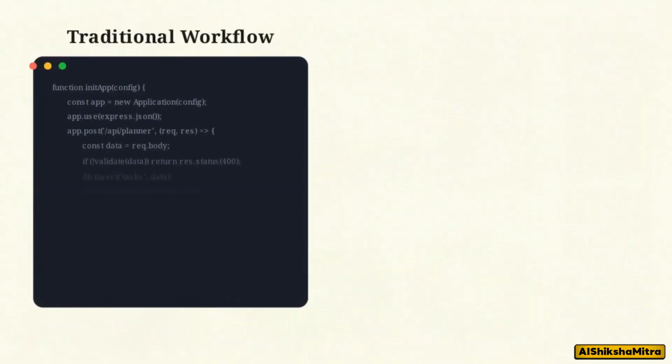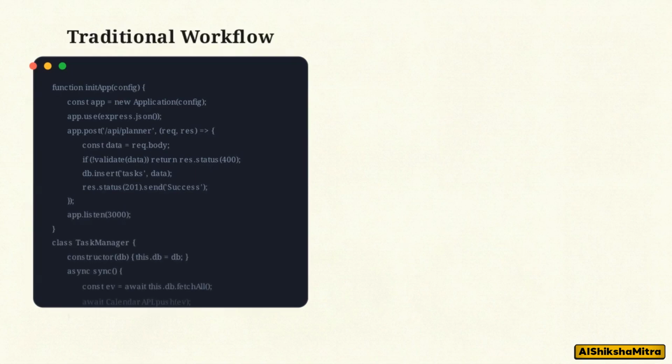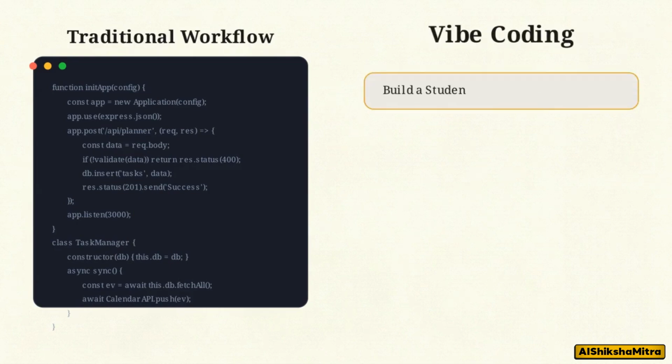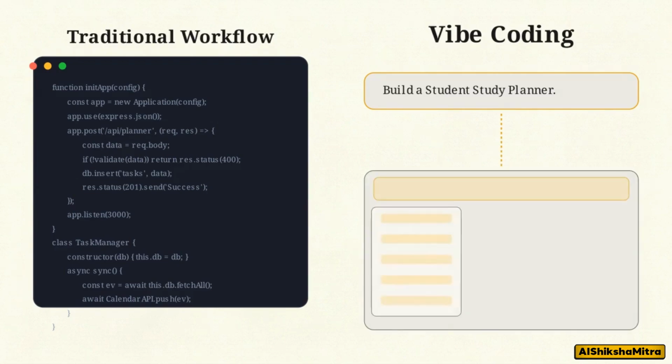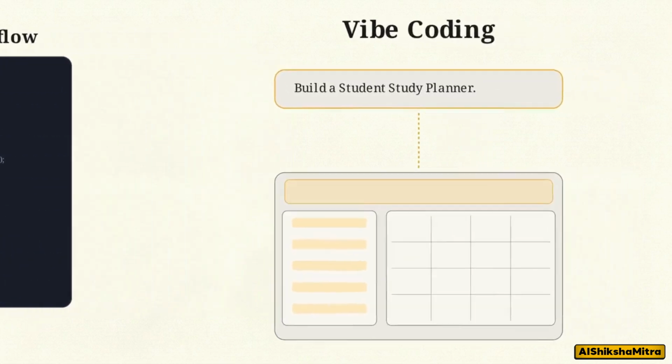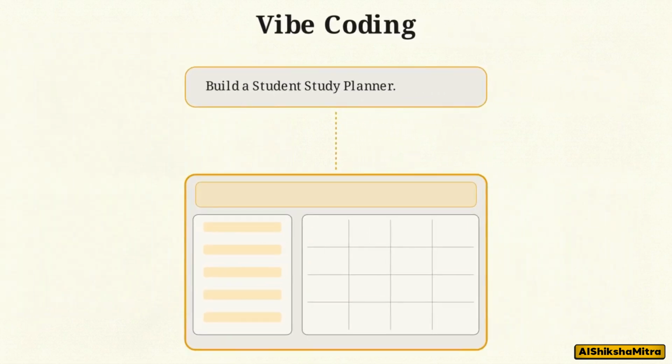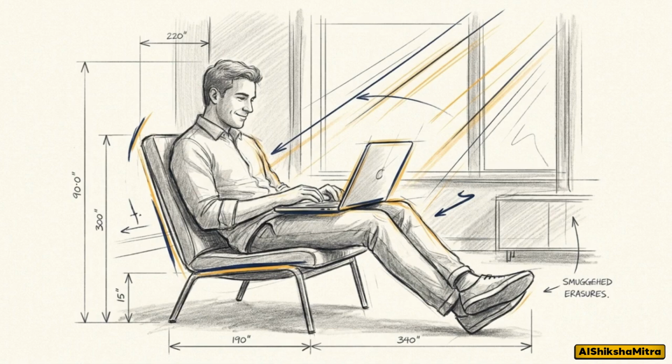On the left is the old workflow, hundreds of lines of code to build a basic interface. On the right is vibe coding. Instead of manual coding, you describe the app using everyday English. Over the next 5 minutes, we'll use this approach to build a student study planner app, bypassing manual setup. This suggests a change in how we approach development.